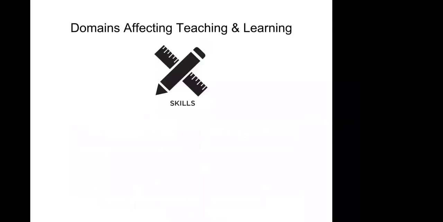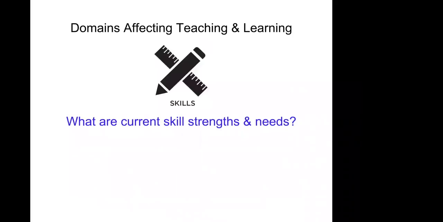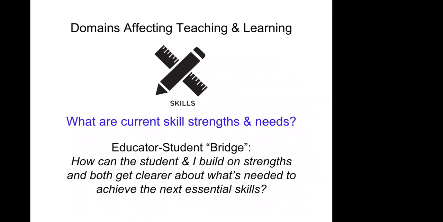So the final domain, the third domain, is skills, and this is one that is more commonly engaged in, about what are the current strengths and needs in terms of skills. In the learning partnership framework, we do want to start with those assets, about tapping into those and building on those and ensuring that the student sees their own strengths, academic strengths, social strengths, those that are going to help them succeed, and that we get really clear about what the needs are. So as we're thinking about that, we want to be thinking about how can both the student and the teacher build on those strengths, and both of us get clearer about what's needed to achieve the next essential skills.